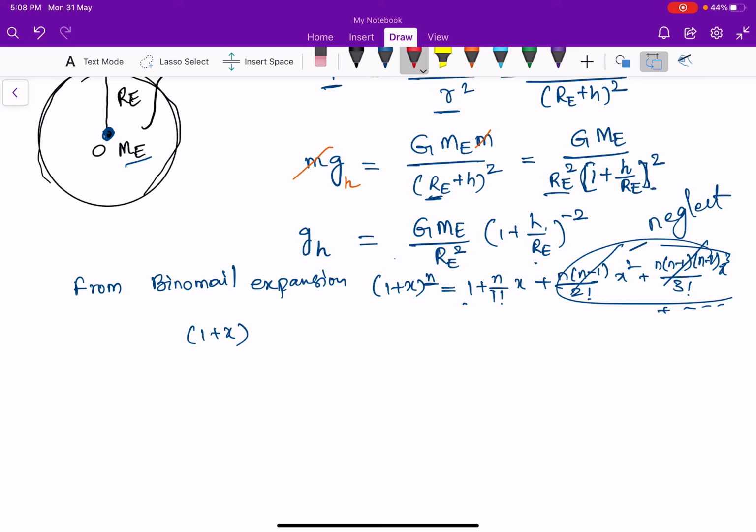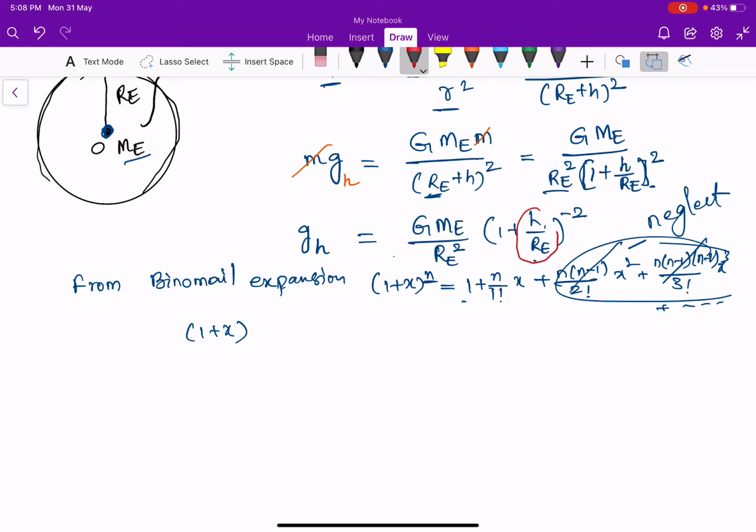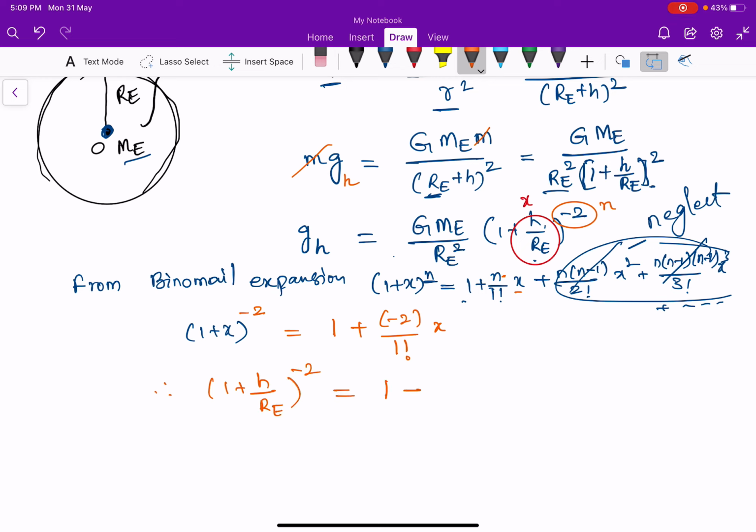Here h by R_e is nothing but x, and the value of n is equal to minus 2. So 1 plus x to the power of minus 2 is nothing but 1 plus n, which is minus 2, by 1 factorial, into x. Therefore, 1 plus h by R_e to the power of minus 2 can be written as 1 minus 2 h by R_e.